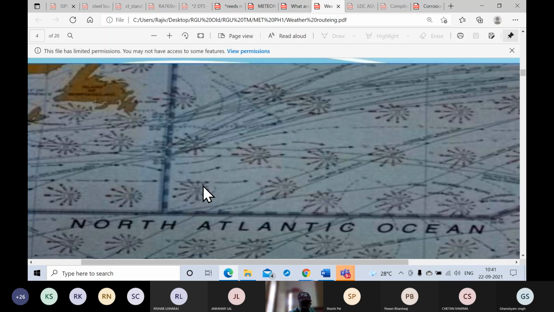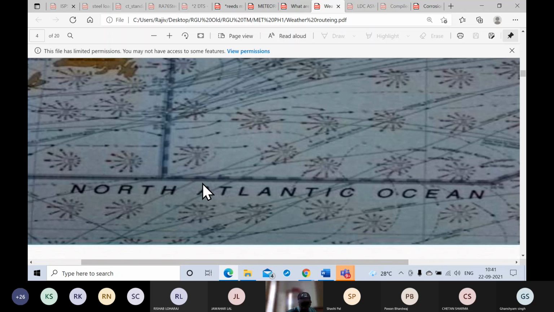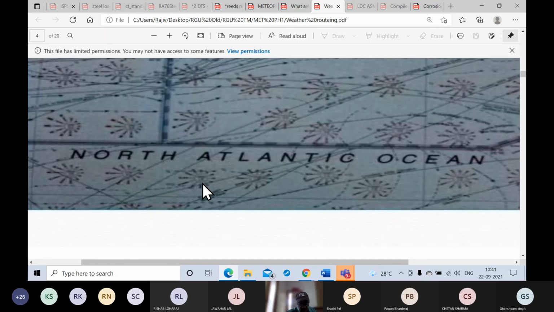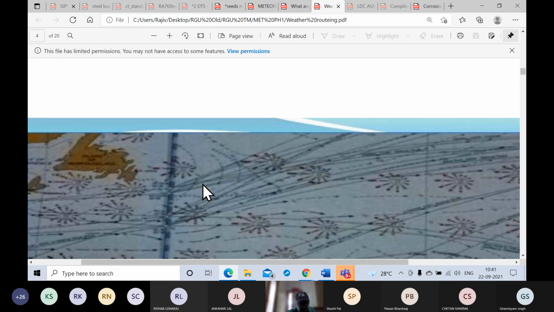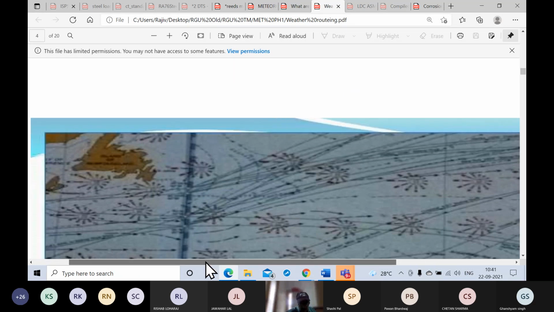Now this one is for the North Atlantic. Similar charts you will have for the South Atlantic, North Pacific, South Pacific. Nothing new, because I'm very sure you have seen them and used them. But of course, now we are undergoing the process of trying to see how seasonal or synoptic weather routing can be done.